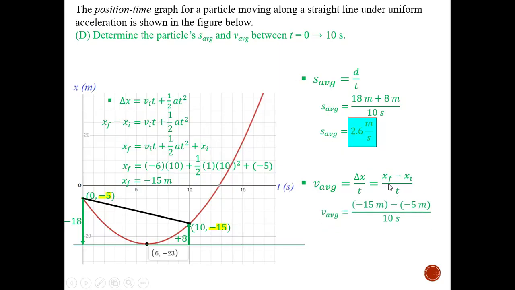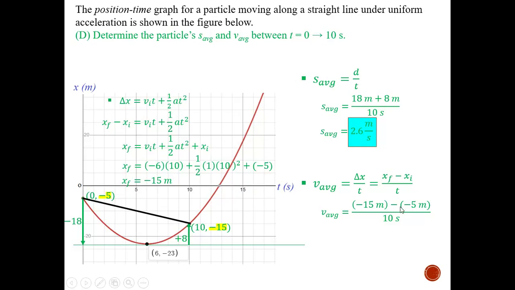Well, what's your xf? Your xf is -15 as I proved. And then what's your xi? Well, your xi is given in this particular problem. It intercepts at the vertical axis here at -5, which is given to us. So xf is -15 itself minus, but xi is another -5.